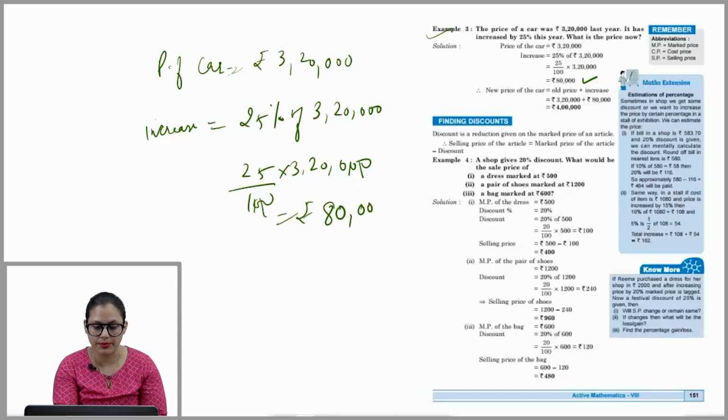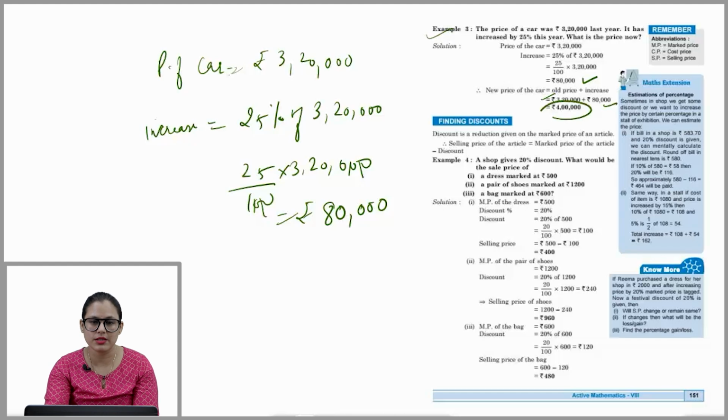This is the increase in price, but we have to find out the new price of the car. New price of the car is what? Old price, which is 3,20,000, plus increase in price, which is 80,000. So, that is 4 lakh, the new price, right?